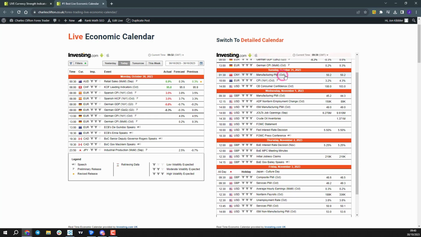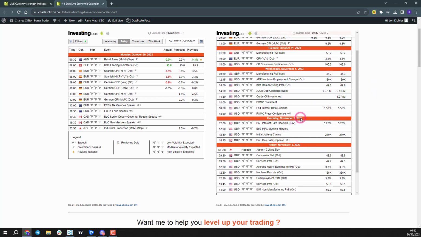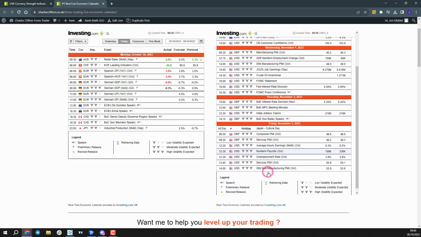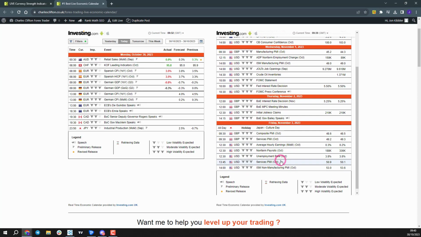Tuesday we've got some big manufacturing PMIs out of China. We've then got CPI out of Europe and CB consumer confidence, and then we get kicking into the interest rate decisions for the week. So we've got an FOMC Fed interest rate decision, potentially holding interest rates there. Bank of England looking to do the same at 5.25%, and then we finish the week off with NFP. We also have a BOJ announcement as well.